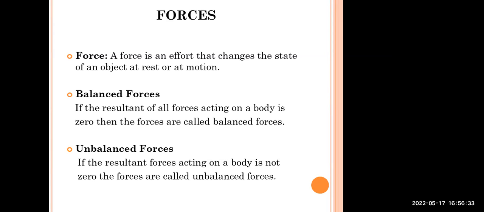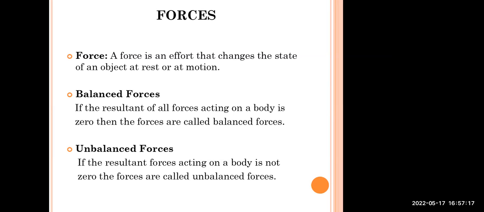There are two types of forces, balanced force and unbalanced force. If the resultant of all forces acting on a body is zero, then the forces are called balanced forces. Consider a box kept on a table. I am applying a 5 Newton force to that box in the positive x direction. And if I apply a force of 5 Newton in the negative x direction, then the forces cancel out. The net force, 5 Newton plus and 5 Newton minus, on the object will be 0. Such forces are called balanced forces.